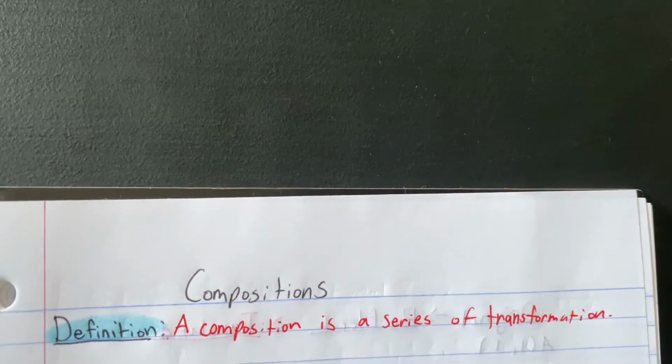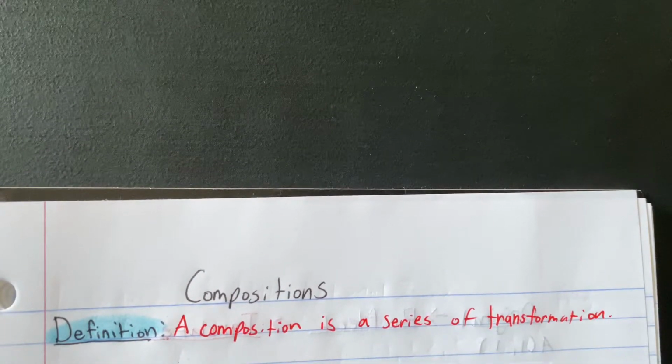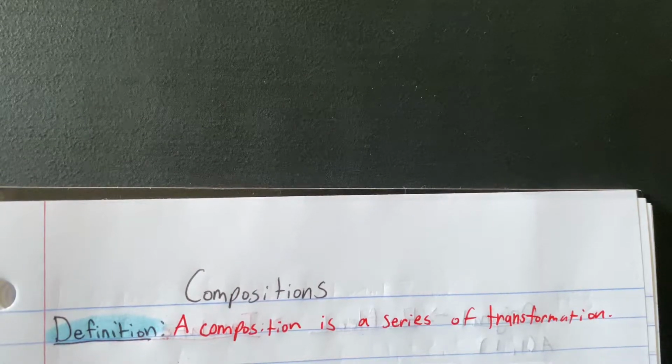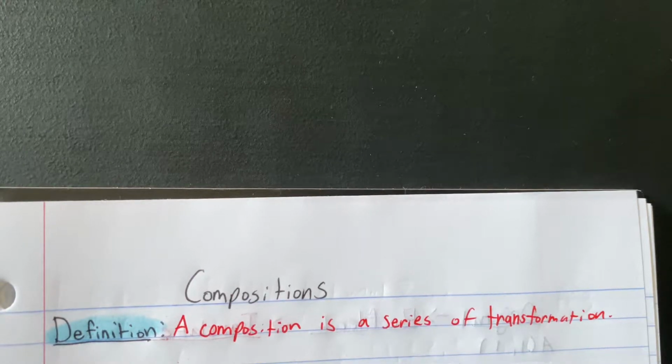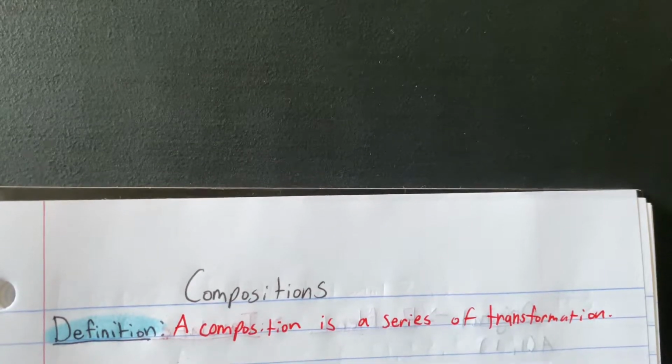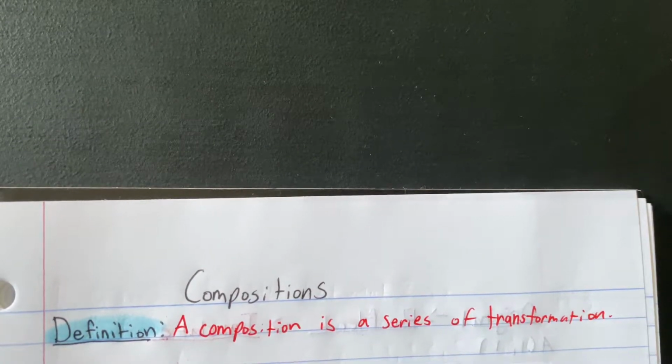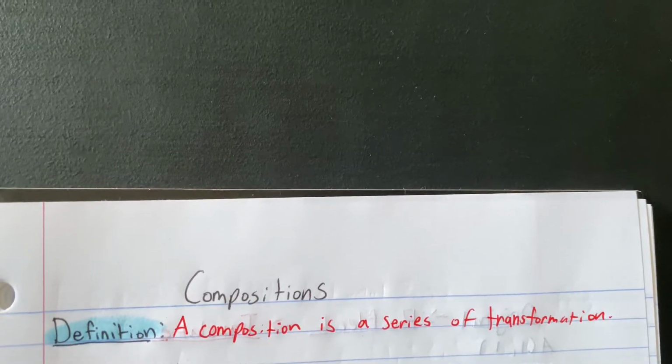This is a geometry term, and I have the definition right there. A composition is a series of transformations, and what that means is, we've learned translation, reflection, and rotation. A composition is the combination of all three.